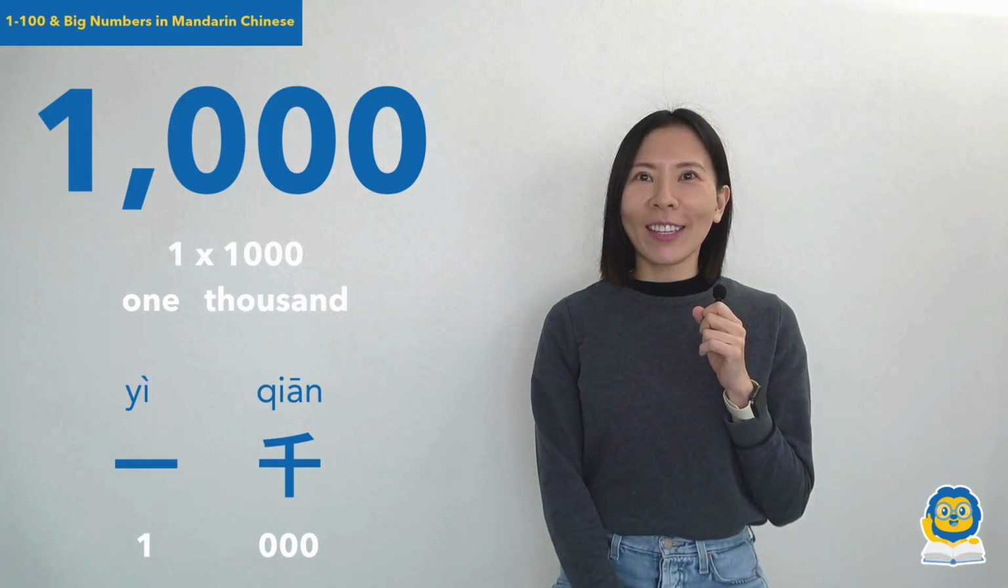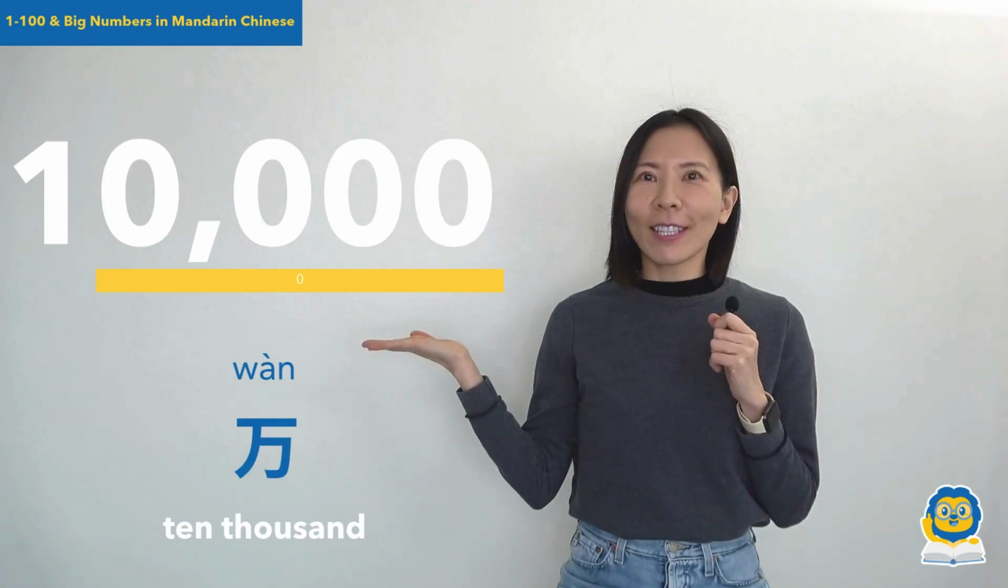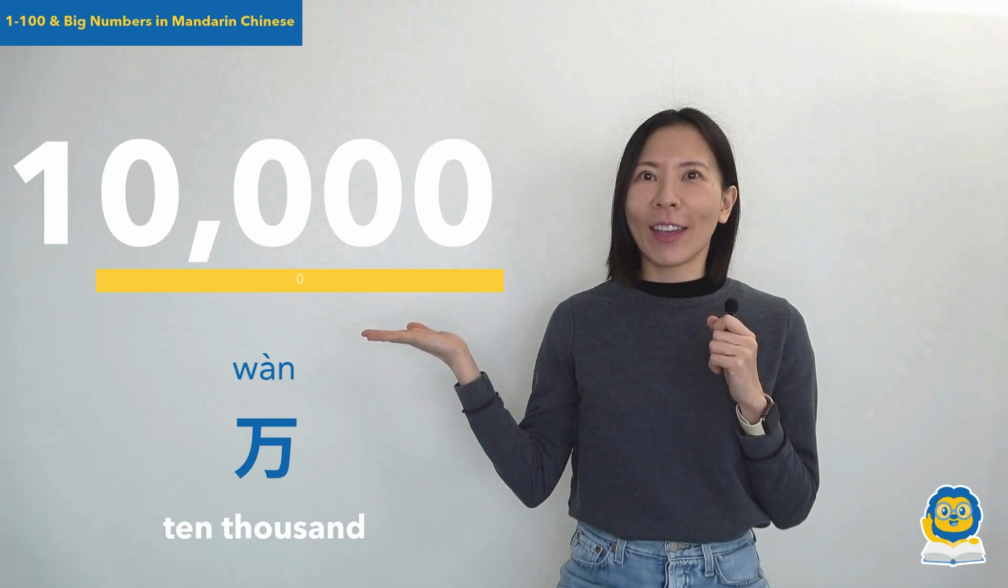1,000 in Mandarin Chinese is 千. 1,000 would be 1 and 1,000. 1 is 一, 1,000 is 千. 一千 is 1,000. 3,000 would be 3 and 1,000. 3 is 三, 1,000 is 千. 3,000 would be 三千. 10,000 in Mandarin Chinese is 万.